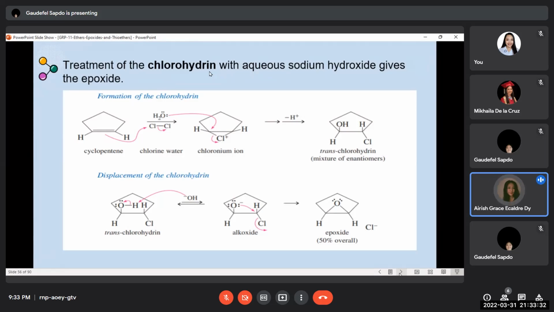In the displacement of chlorohydrin, we will have the minus OH attack along the way to the oxygen inside here and will kick out. So it will result in an alkoxide. The reactions can be seen in here, and it will kick out the chlorine and that will form the epoxide.